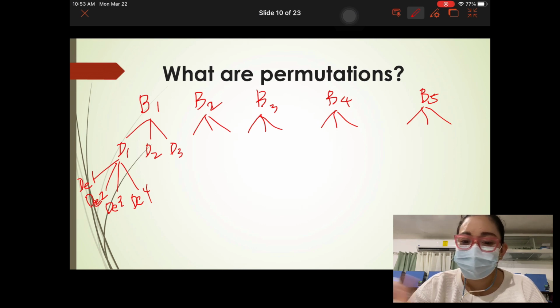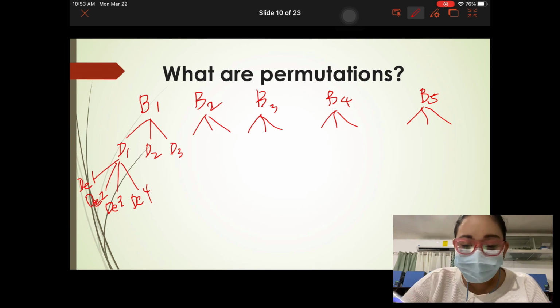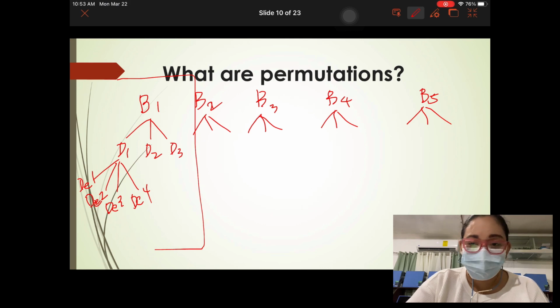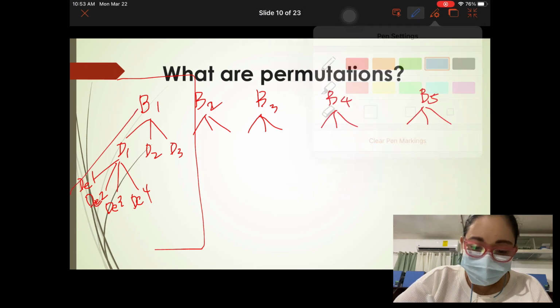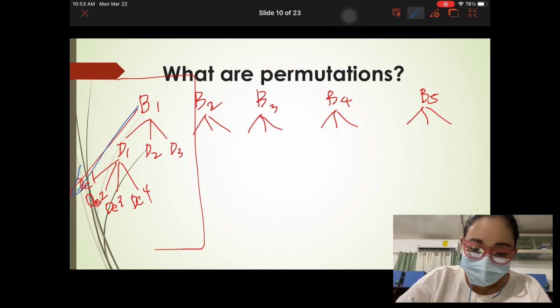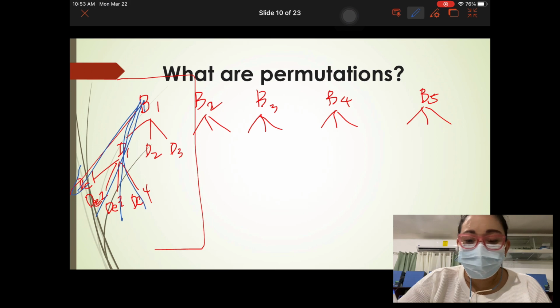So, pwede nyo gawin dito is, just look at one, tapos you multiply it by 5 kasi there are 5 burgers. Diba? So, ilan muna yung possible combinations for burger 1 alone? So, for burger 1, we have B1, D1, dessert 1. Teka, baguhin natin yung kulay ng pen. So, that's 1, 2, 3, 4. Okay?